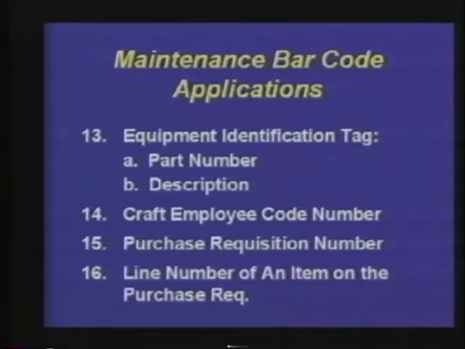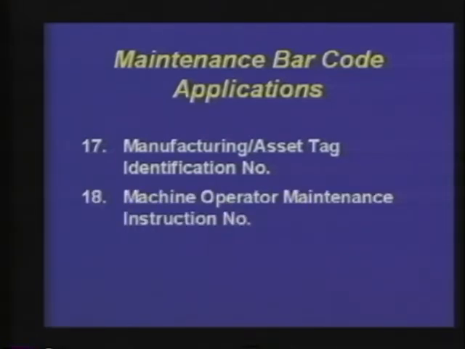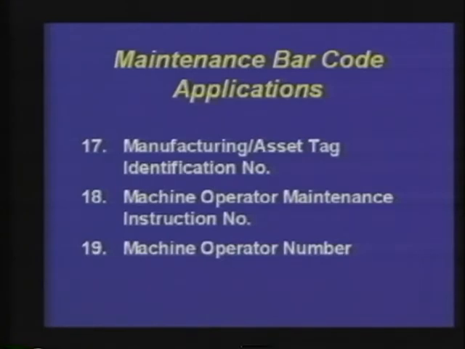16 is the line number on the purchase requisition. 17 is the manufacturing asset tag that is actually affixed to a particular asset out in the operational area. 18 is a machine operator number, where we're starting to have machine operators participate in predictive maintenance or total productive maintenance applications. If we have projects, we have the project number.